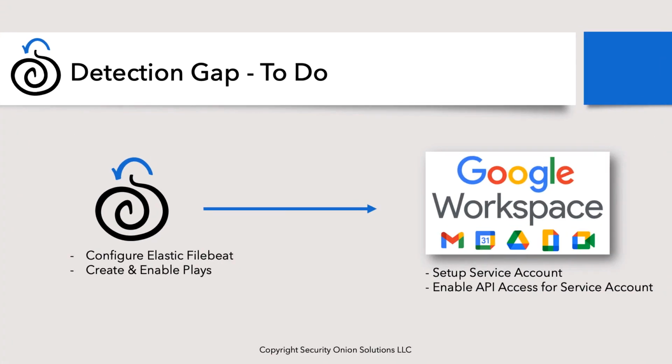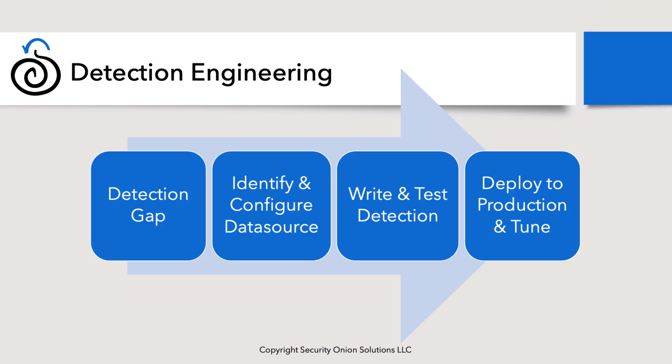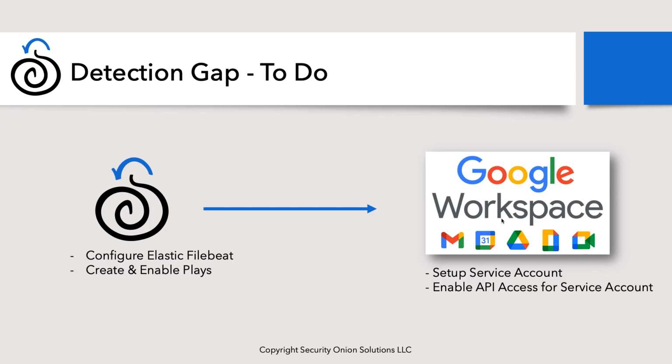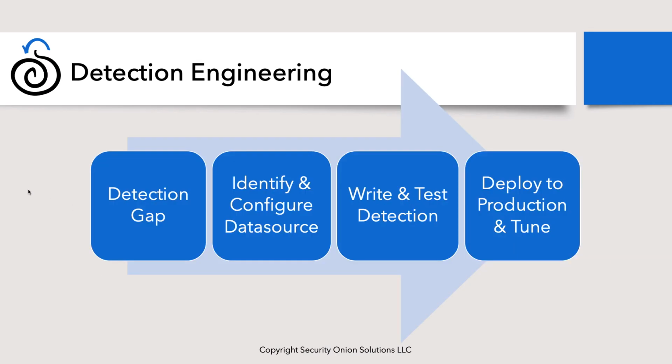So to summarize, we ran through the detection engineering process for the detection gap of not really having any visibility or understanding of when Google Workspace users are added to sensitive groups or added to admin roles. And so we identified and configured our data source. That was Google Workspace and the audit logs, configured that and brought them into Security Onion. We wrote and tested our detection using a Sigma rule in Playbook. We then deployed that play into production.